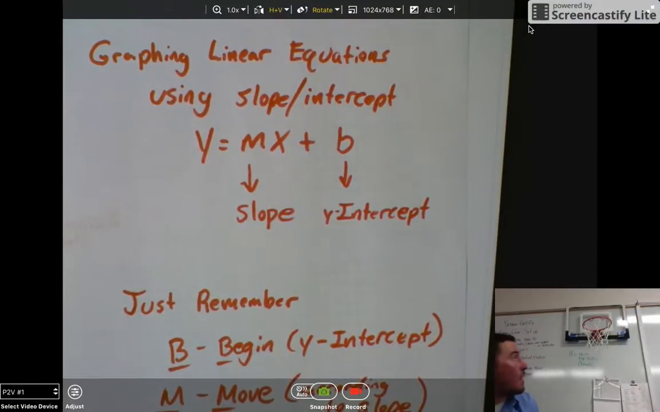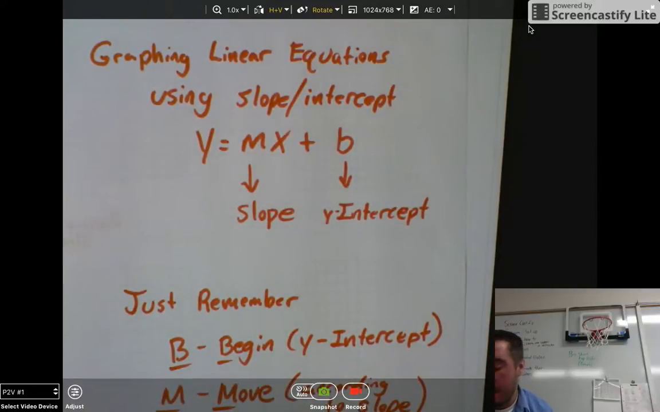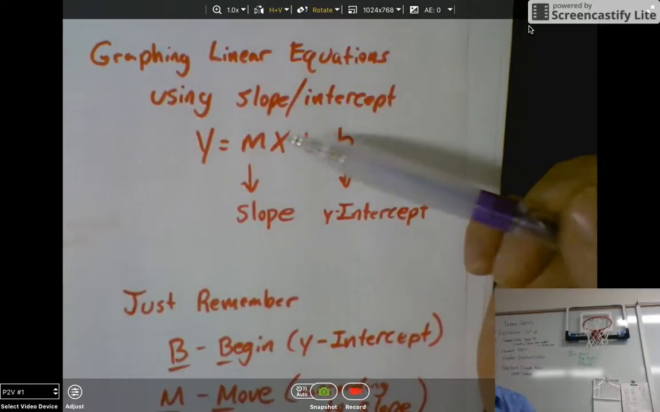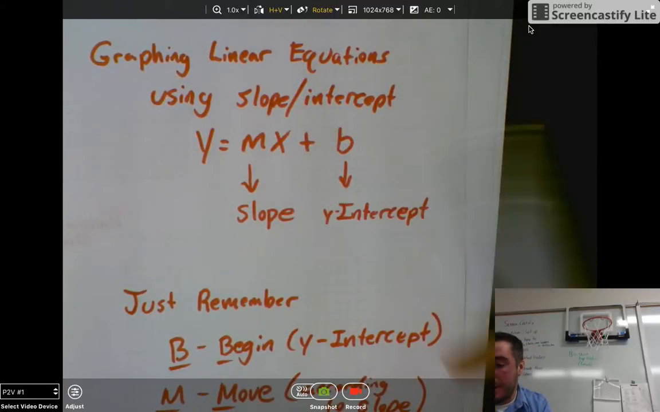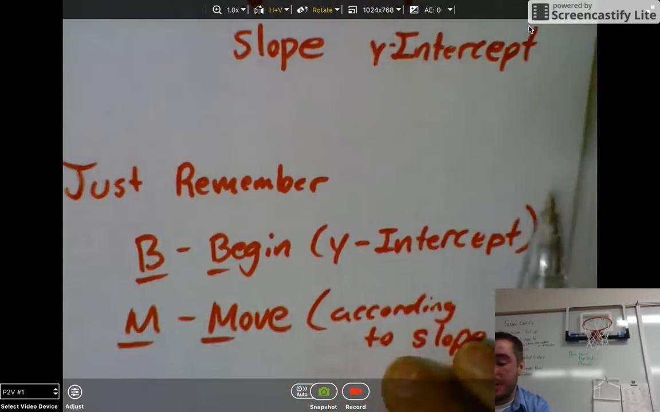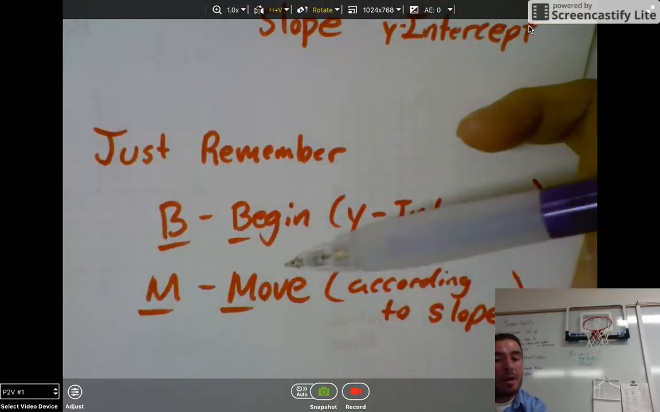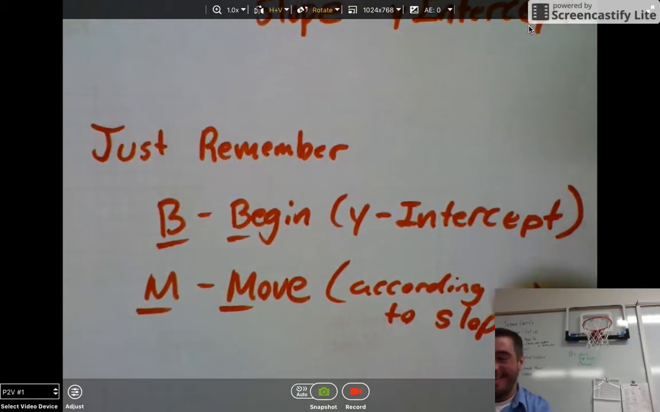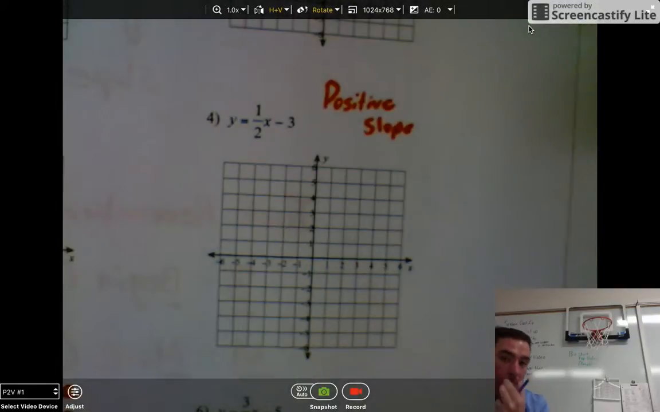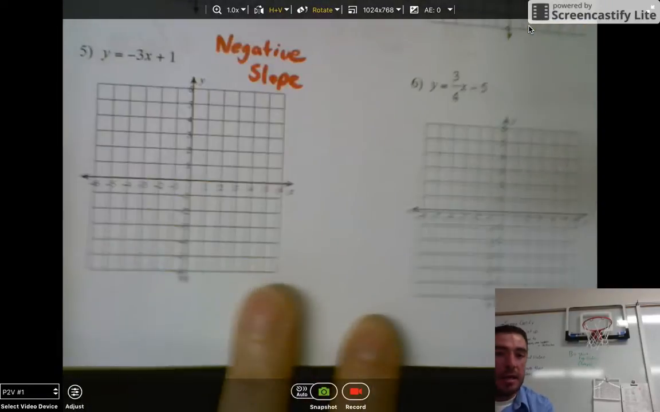All right, in today's video, I'm going to teach you how to graph linear equations using slope-intercept form. So just like we've talked about in class, your m is your slope and your b is your y-intercept. And also really important, it's so much easier if you just remember b for beginning and use your m or your slope to move. So I'm going to show you two examples today. The first example has a positive slope, and the second example has a negative slope.